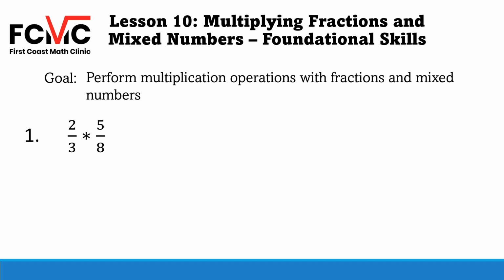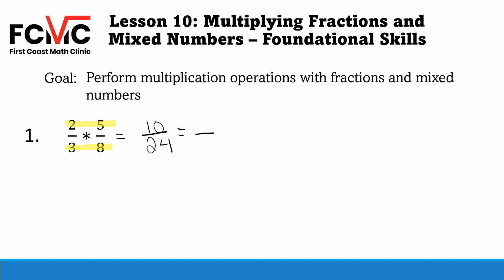And when we multiply fractions, we basically want to multiply our numerator and our denominator, and we don't need common denominators. So it's going to be a little bit easier than adding or subtracting our fractions. So we could basically just multiply straight across and multiply 2 times 5, we get 10. 3 times 8, we get 24.